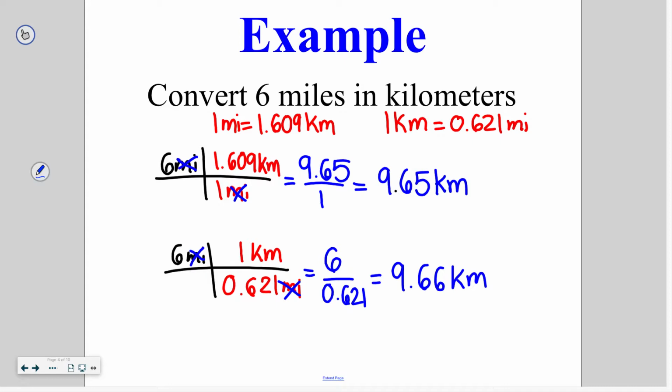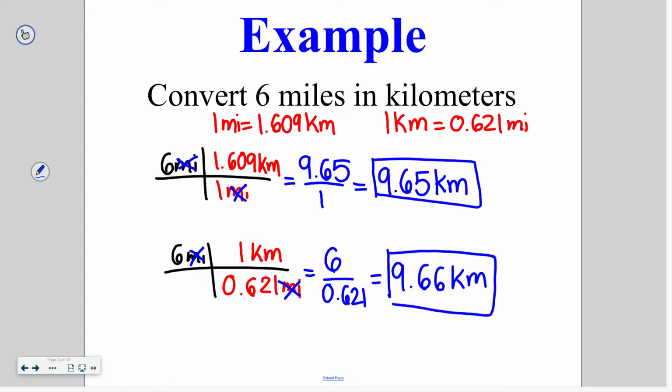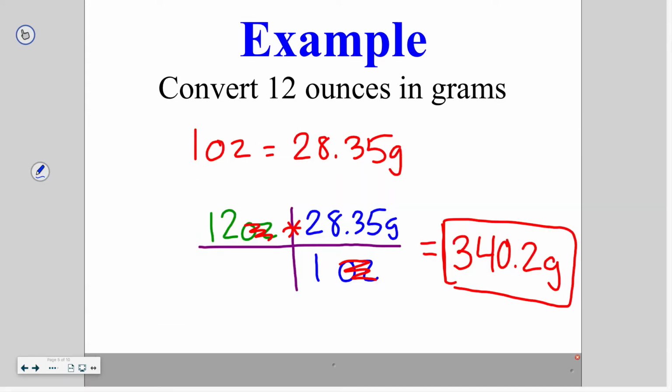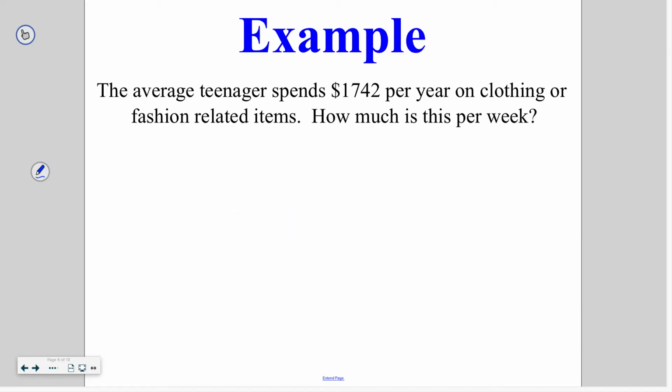So notice the answers are very similar, but they're off by 1/100th. When I'm looking at your homework or looking at the test, I will have all of the possible conversions on there, so it doesn't matter which one you pick to do. You will have both options. Go ahead and try this one on your own. Again, this is one of the two options using the 1 ounce is equal to 28.35 grams. If you use the other conversion factor, that is completely okay.